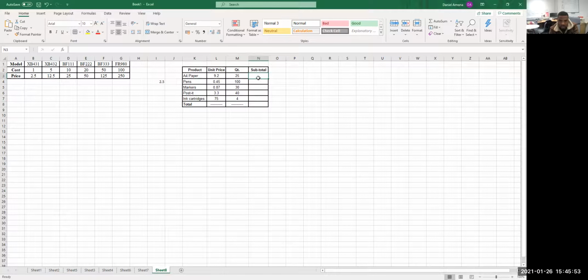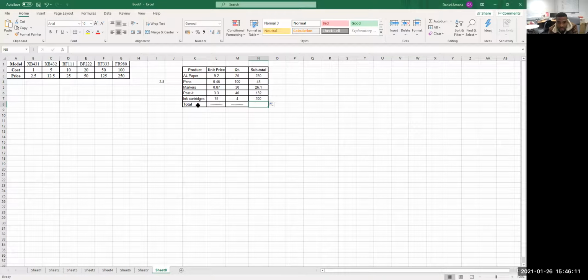To get the subtotal, like we did before, remember your equal to sign first. Unit price multiplied by quantity. Okay, so you do that, you bring that down. That gives you the subtotal.